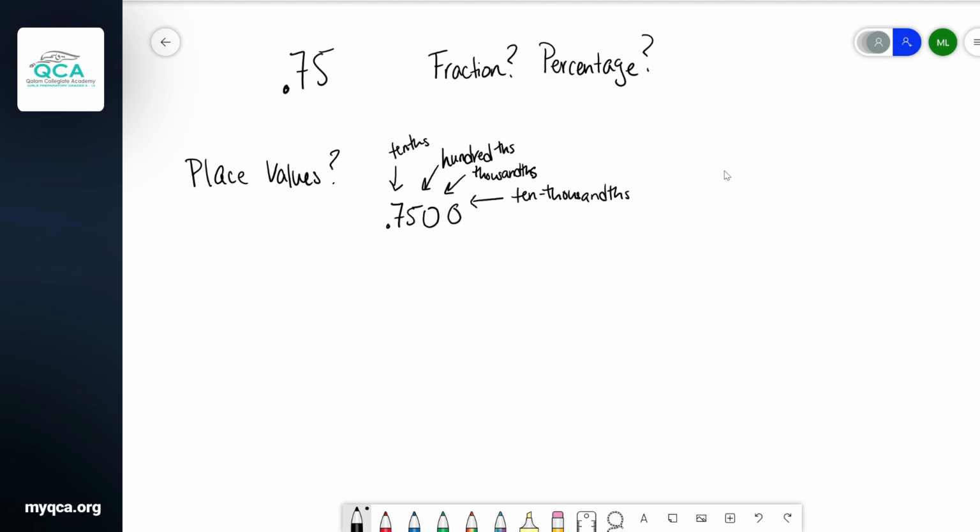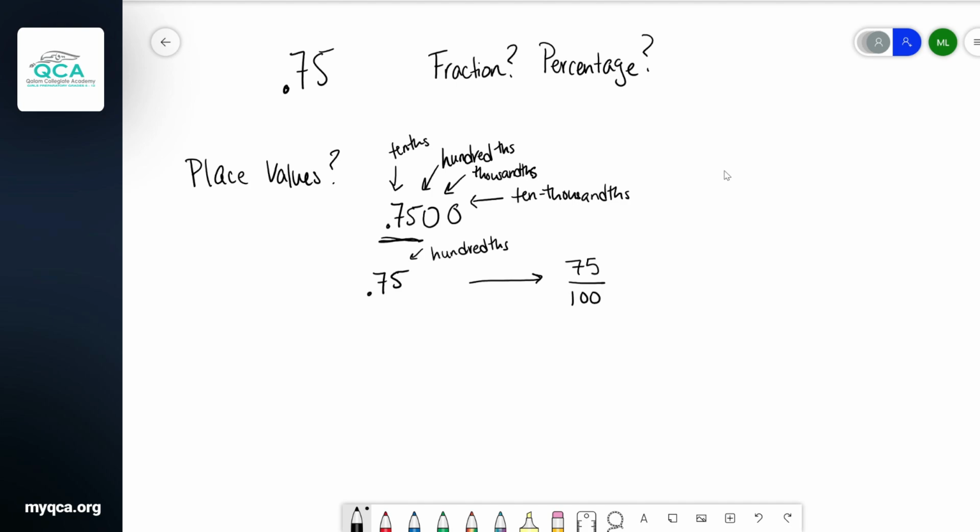Alright, so now let's look here. Of course our decimal ends right here at 0.75. So 0.75 ends in the hundredths place. And since it ends in the hundredths place, it's out of 100. So I can write this as a fraction. It's 75 out of 100, because it ends in the hundredths place.